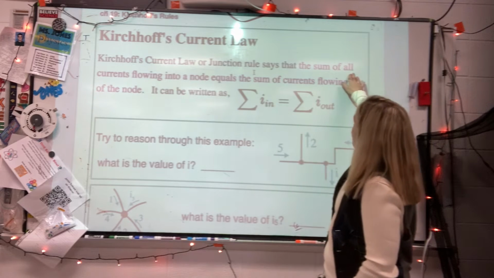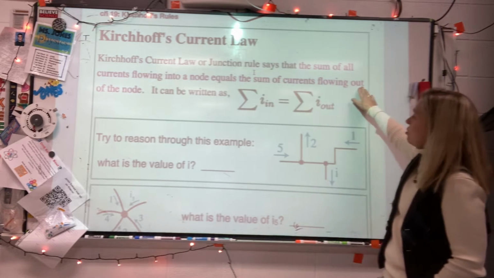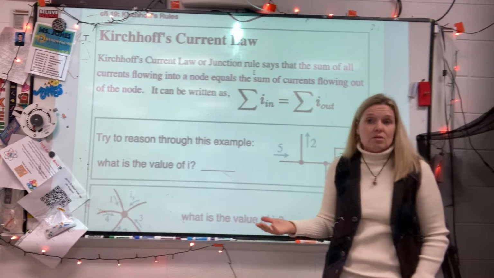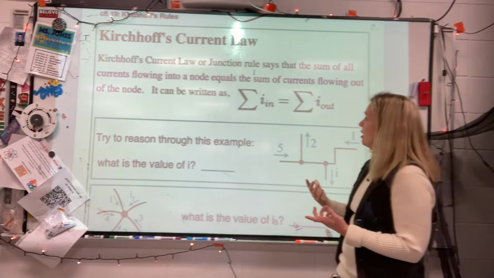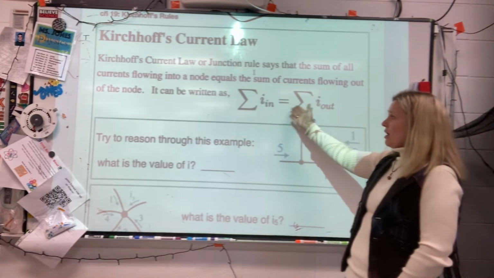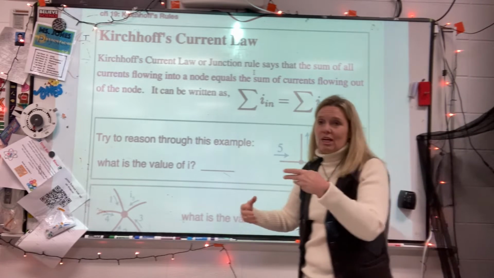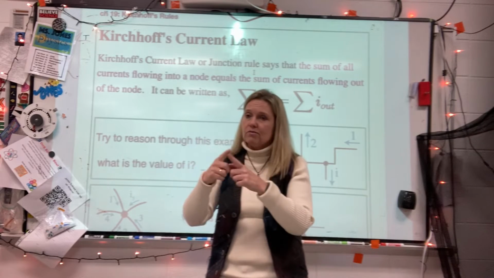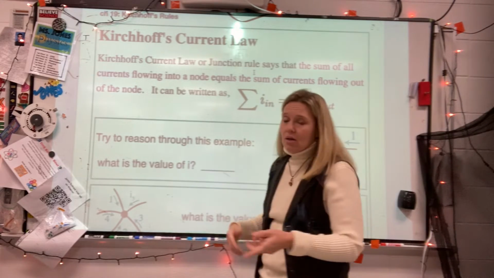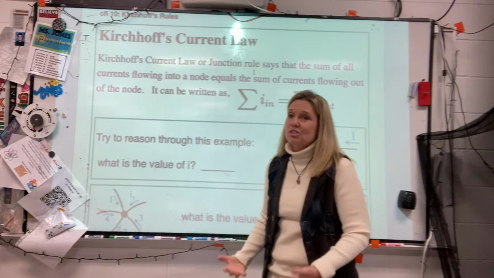It says that the sum of all currents flowing into a node equals the sum of the currents flowing out. In equals out. We've been doing that already. Here's the fancy way to write it. Everything going into a junction, where there's an intersection of wires that run together, the same amount of current has to go out. There's nothing else to say.